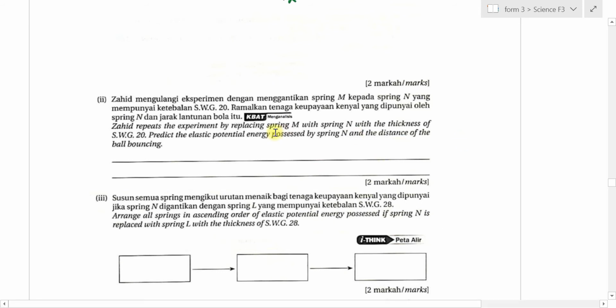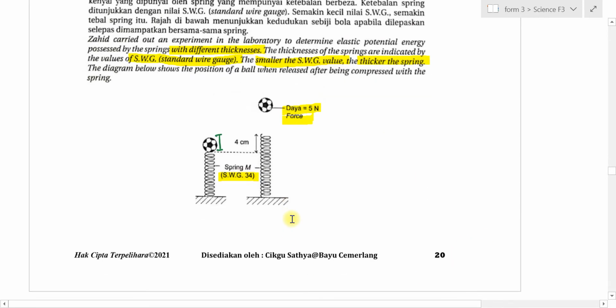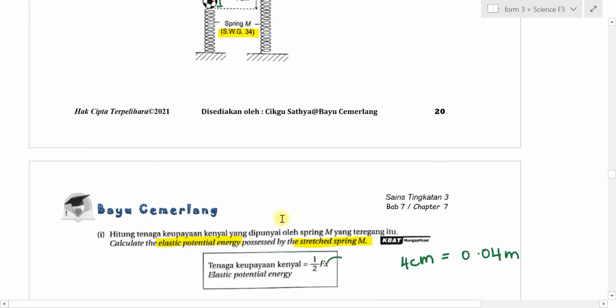Okay, we need to predict two things here. They already tell us SWG. When the SWG is smaller, the spring is thicker. So you need to think, when the spring gets thicker, is it going to extend more or less? That's what we need to think now.